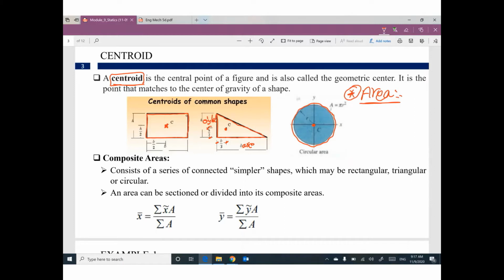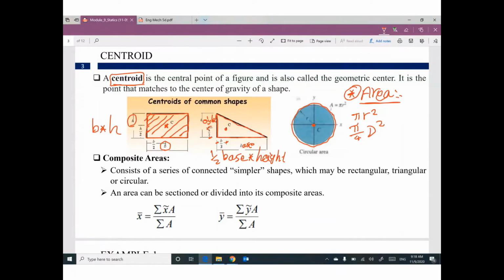Area of a rectangle is B times H, length times width. Area of a right angle triangle is half base times height. Area of a circle is pi r squared, or pi divided by 4 times diameter squared. All of this is easy. Centroid of a rectangle, centroid of a right angle triangle, centroid of a circle, looks good. Area of a rectangle, area of a triangle, area of a circle, looks good.